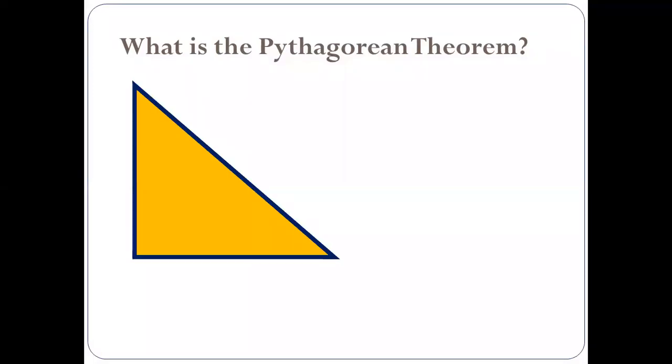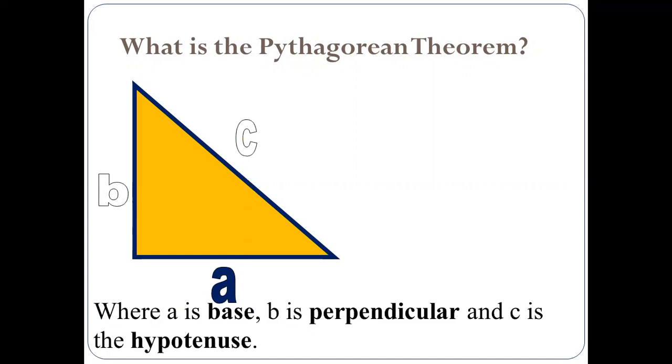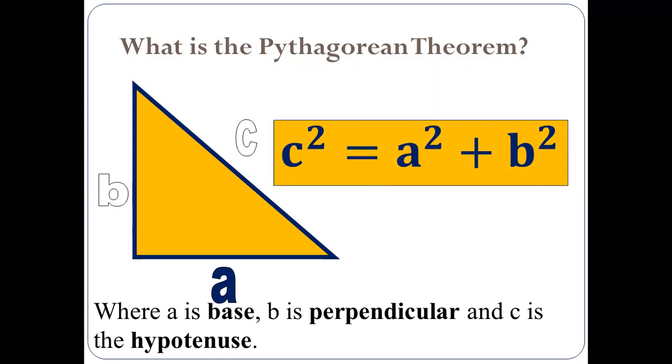So what is basically the Pythagoras theorem? Here is a right angle triangle. This is side A, that is called the base. This is side B, that is called the perpendicular. This is C, that is called the hypotenuse. And this is the Pythagoras theorem formula. Through this, we can find any unknown side of a right angle triangle. C square is equal to A square plus B square. In the next slide, I'm going to show you how this formula arrives, the proof of the formula.